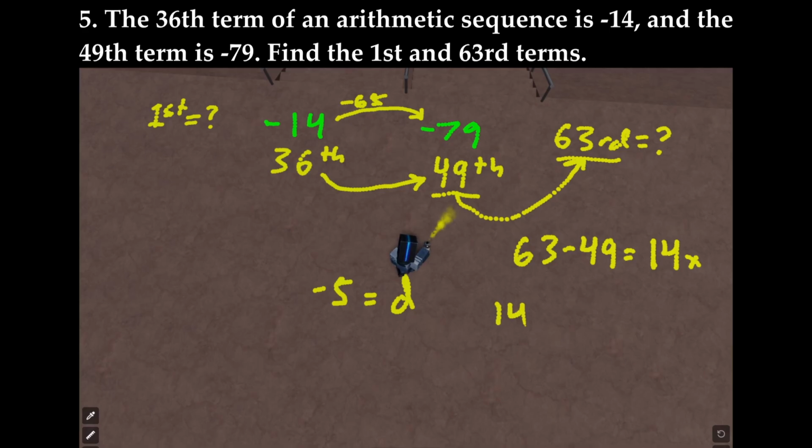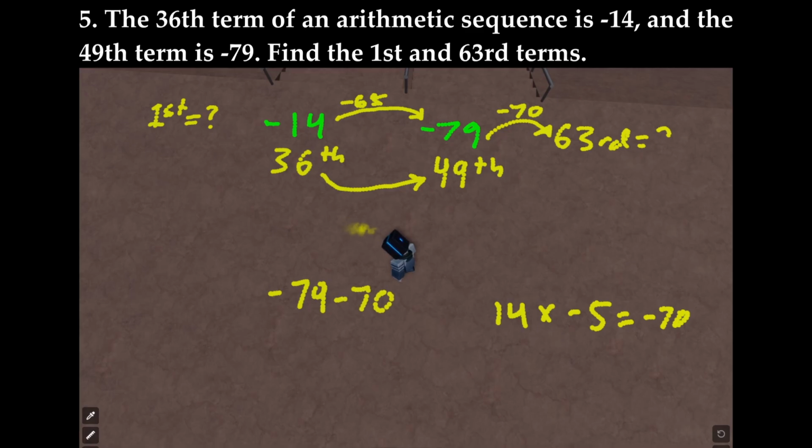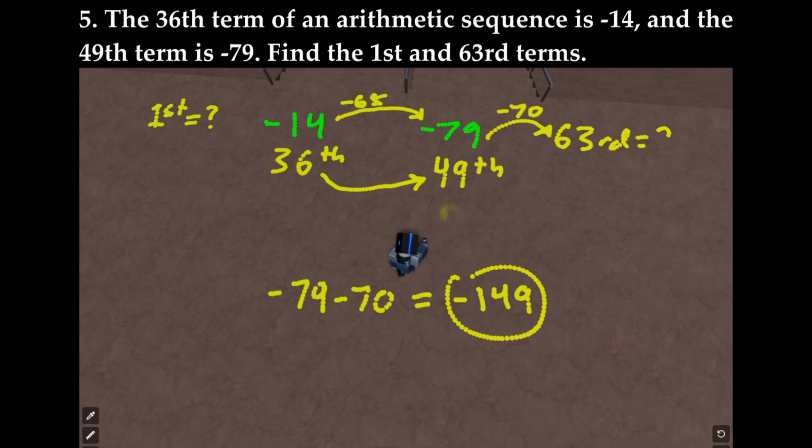So just do 14 times negative 5 to get the total amount that we jump from negative 79 to the 63rd term. And that's negative 70. So let me just write this. To go from negative 79 to the 63rd term, you have to subtract 70. And now just do negative 79 minus 70, because that's what I said we're going to do. And if you do that, that is equal to negative 149. Therefore, the 63rd term is just negative 149.